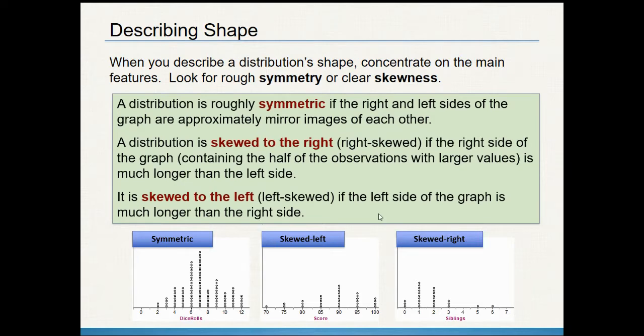Whereas left skewed just means that the left side is much longer than the right side. You have more values towards the right end of the graph, so it's left skewed because you've got some values to the left, stretching it out really long to reach those values. And then symmetric: here's a graph that's roughly symmetrical. It's not exactly perfect, it's roughly symmetric.